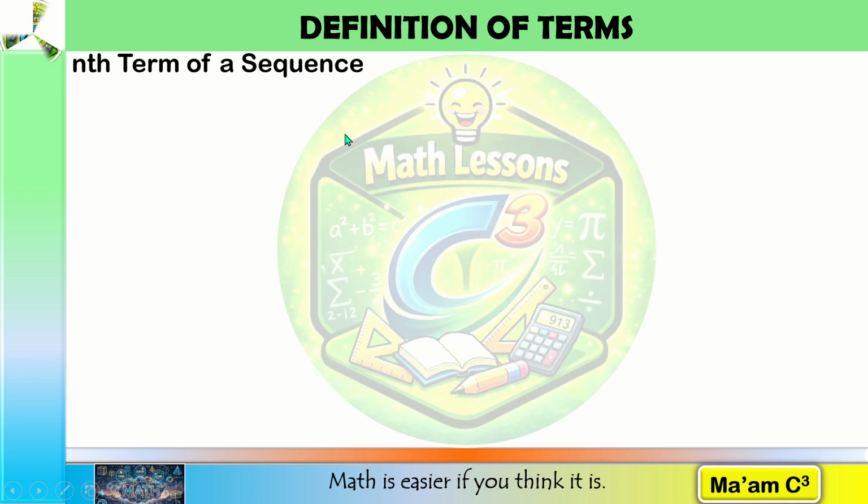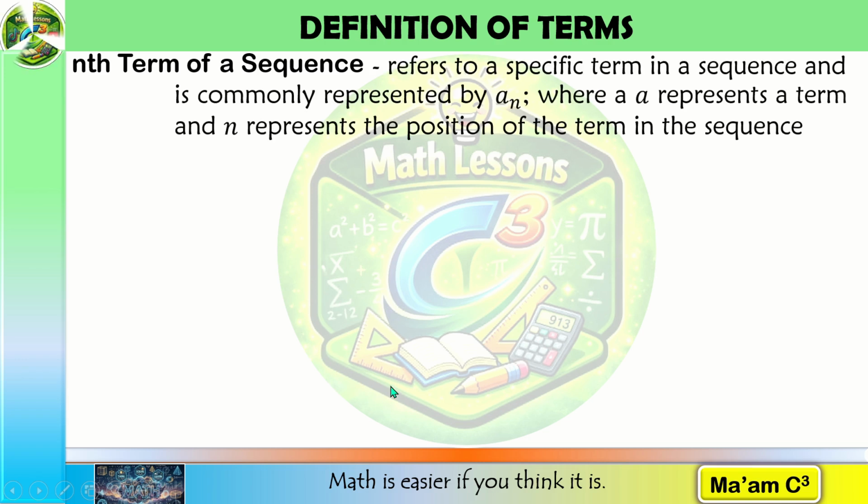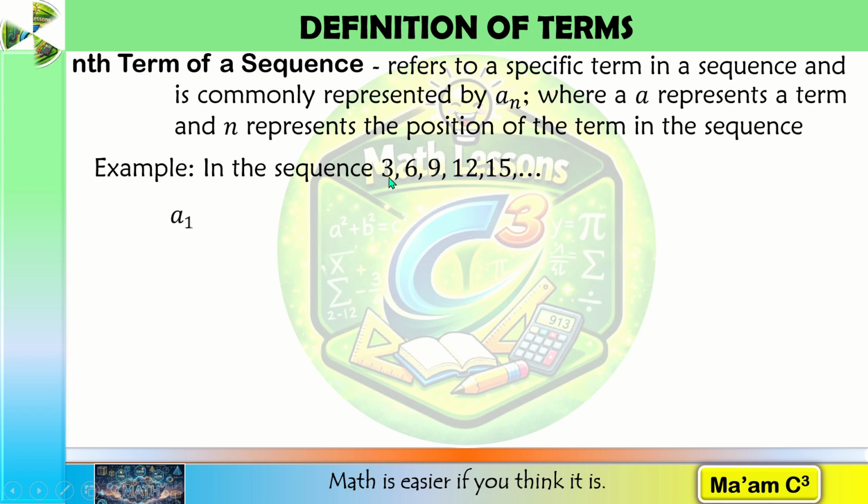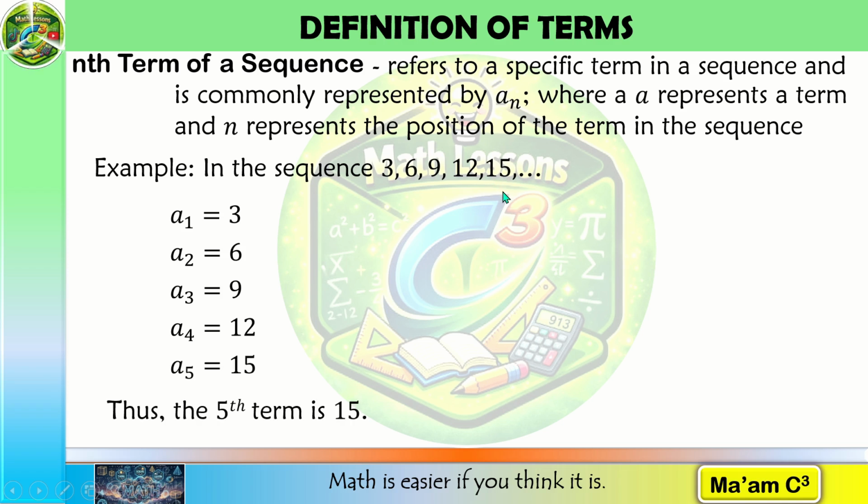Next word, nth term of a sequence. This is a specific term in a sequence and it is represented by a sub n, where a represents a term and n represents the position. For example, we have the sequence 3, 6, 9, 12, 15. So a sub 1 would be 3, a sub 2 would be 6, a sub 3 would be 9, a sub 4 would be 12, and a sub 5 is equal to 15. Thus, the fifth term is 15.